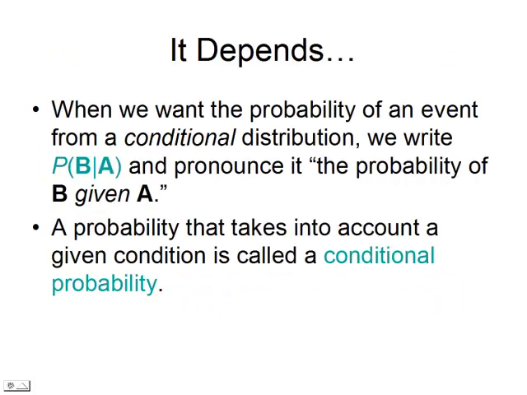When we want the probability of an event from a conditional distribution, we write the probability of B with a vertical line, A, and pronounce it the probability of B given A. A probability that takes into account a given condition is called a conditional probability.